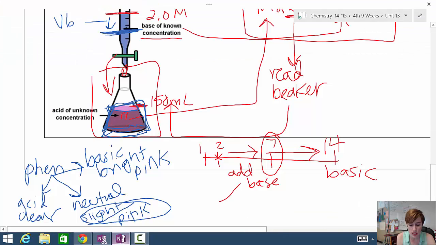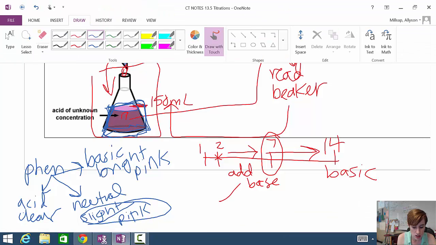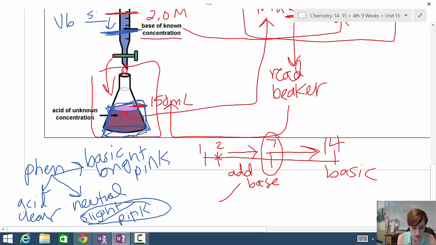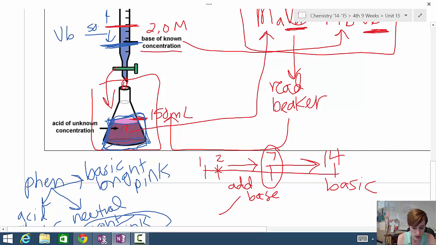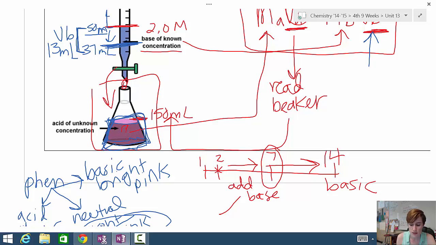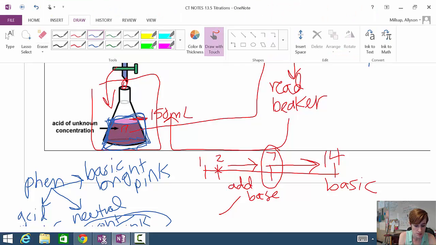So then he has to look at his burette. Usually you start up here at like the 50 milliliter line, okay? And let's say he stopped the drops at 37 milliliters. So what's the volume of his base? How much did he use? Well, he used 13 milliliters. So that would be what we put in here for our volume of our base.